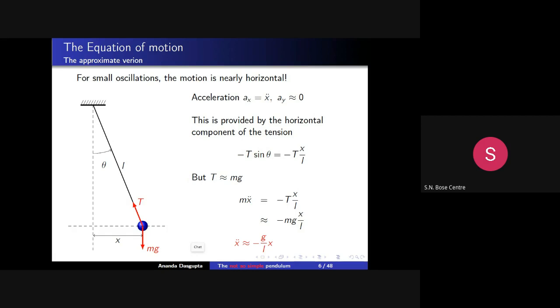the omega being the angular frequency of the pendulum or oscillation in this case.